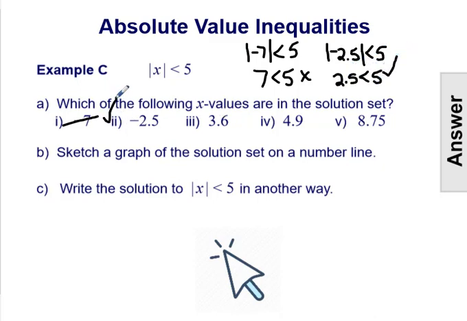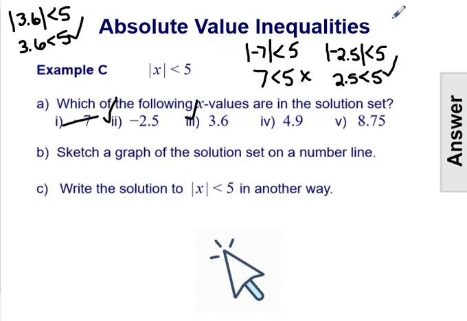So negative 2.5 would be in the solution set. We have 3.6. Let's do the absolute value of 3.6 is less than 5. So 3.6 is less than 5 is true. So that would be a part of the solution set.